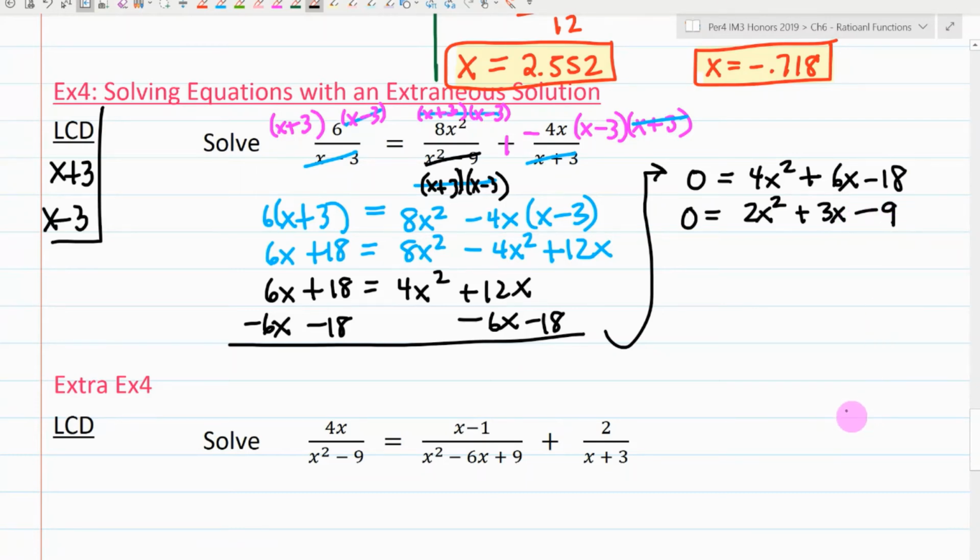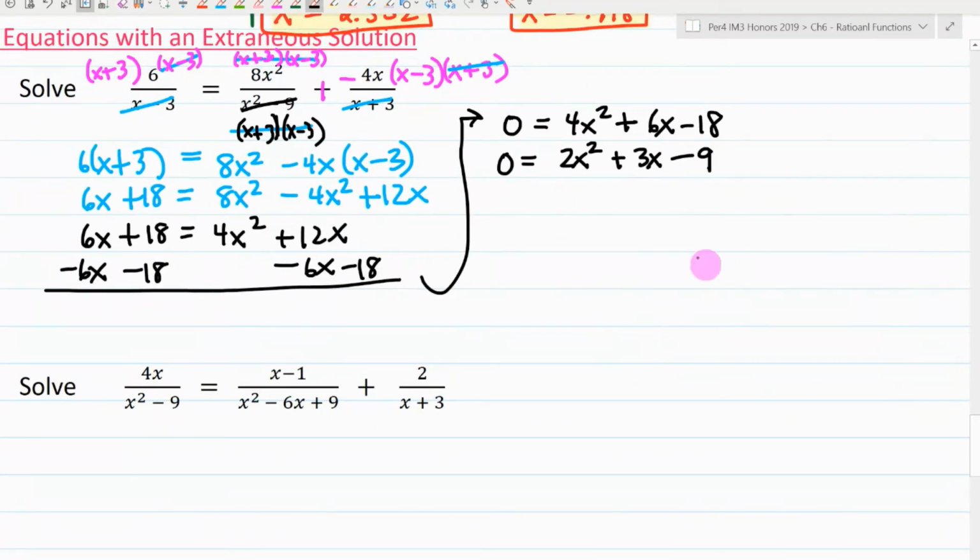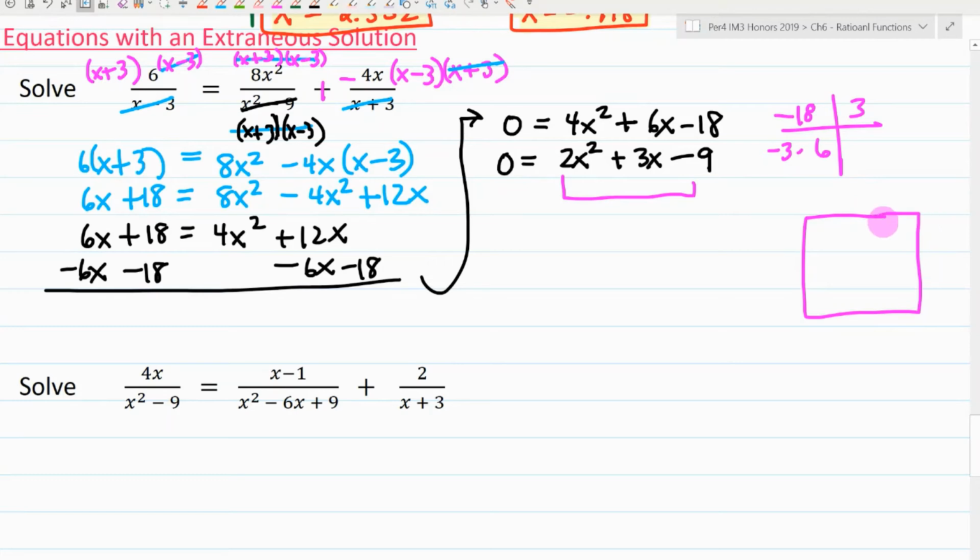And then I need to factor. You can use a quadratic formula if you want. We cannot factor this in one step. We have to factor it in more than one step. So the factors of negative 18, negative 3 times 6. So we have to use the box method because we can't do it in one step. So negative 3x, positive 6x.